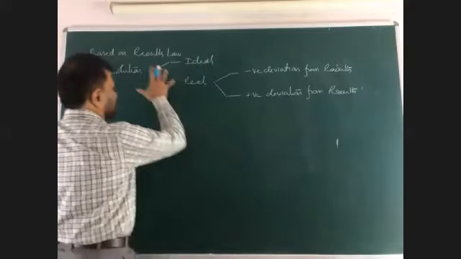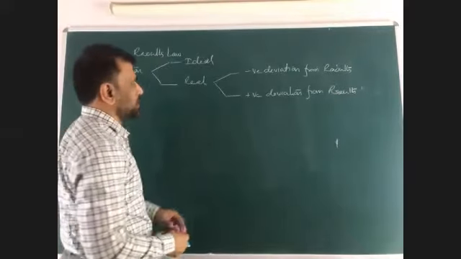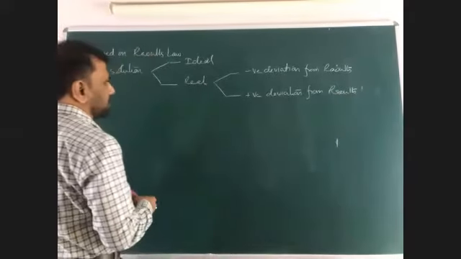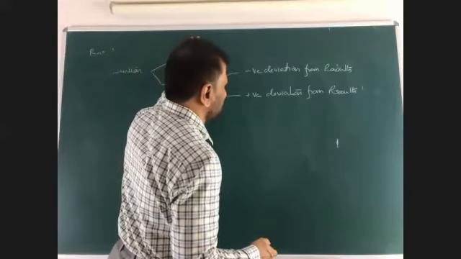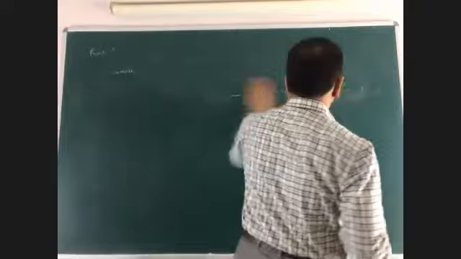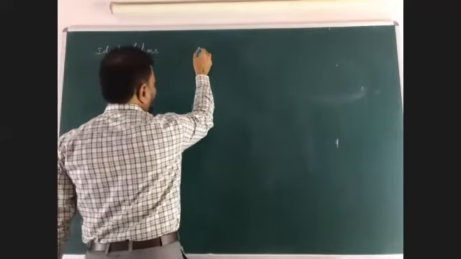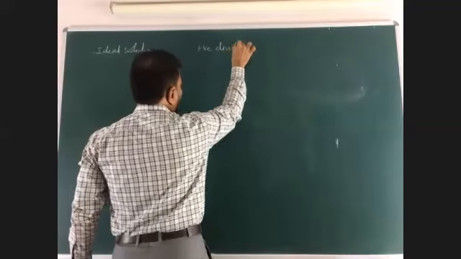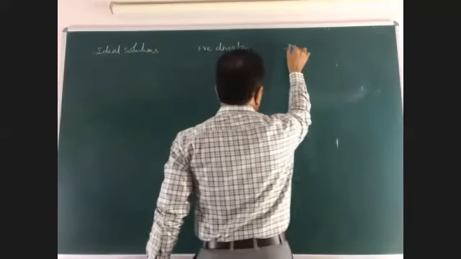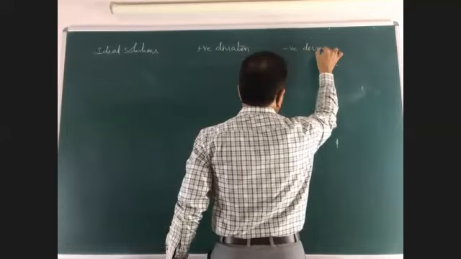Likewise, here also, based on the Raoult's law, binary liquid mixtures are classified into three types: ideal solutions and real. In real, two types: negative deviation from Raoult's law and positive deviation. Look at this. Ideal solutions. Second one, positive deviation solution. Third one, negative deviation solution.